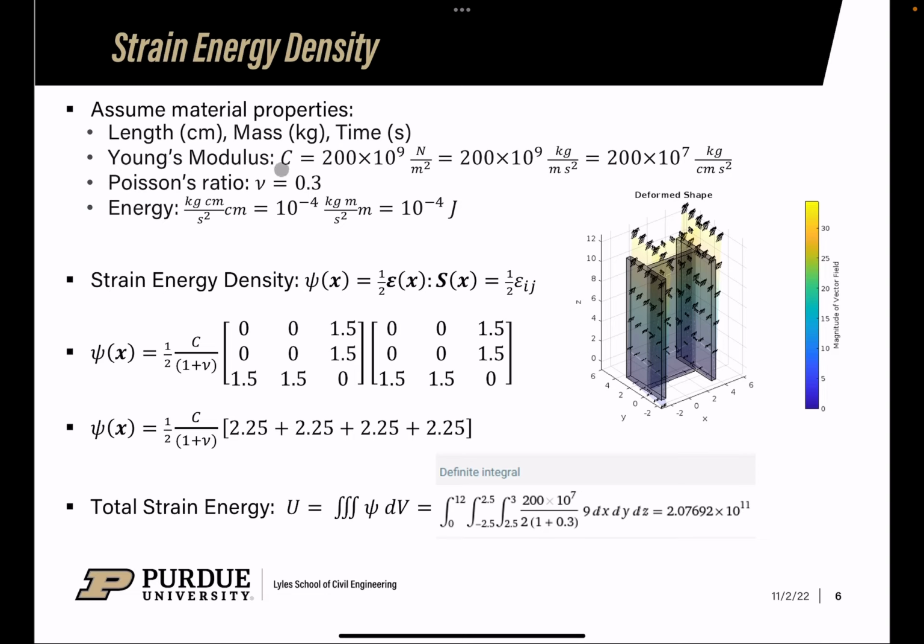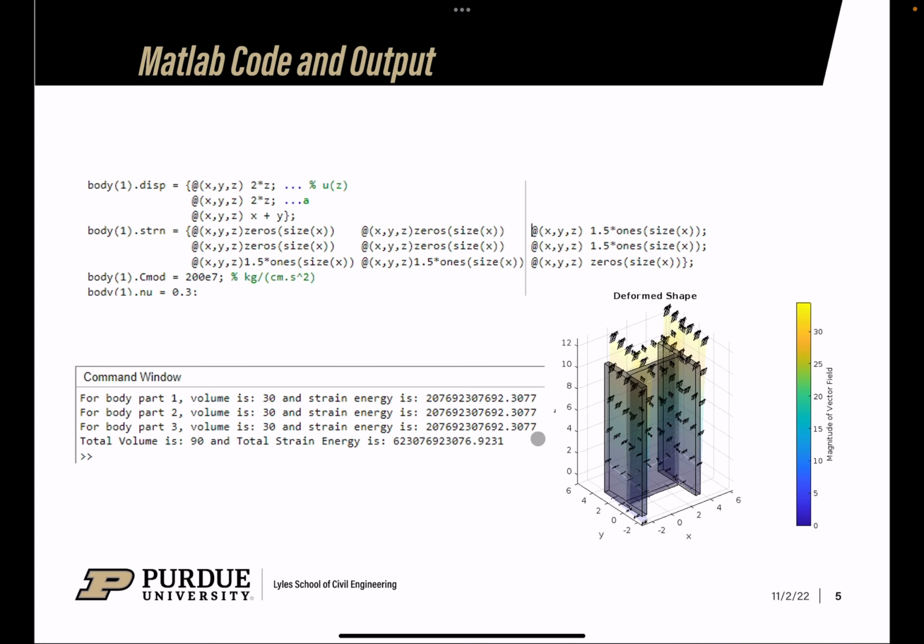The Young's modulus I've chosen is 200 times 10 raised to 9 Newton per meter square. Poisson's ratio is 0.3. So the strain energy density is given by half of the dot product of the strain tensor and the Cauchy stress tensor. Using this formula, I have substituted accordingly, and I obtain the strain energy density as half times modulus of elasticity divided by 1 plus nu times the dot product, we get this term, and this sums up to be 9. And I've performed this integral substituting the proper limits, and using the Wolfram integral tool, I get a value of 2.076 times 10 raised to 11, and the same thing I have obtained from MATLAB too.